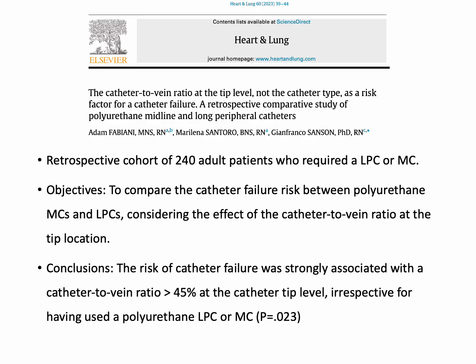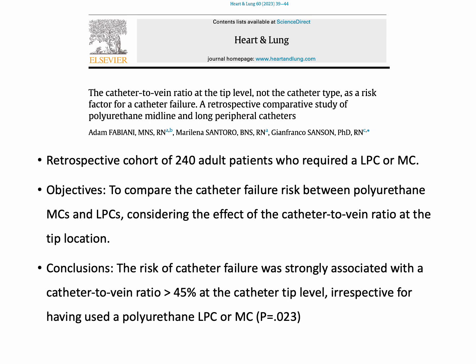A study by Adam Fabiani that was published in Heart and Lung in 2023 focused on catheter vessel ratio at the tip level, and not the catheter type, as a risk factor for catheter failure. It was a retrospective study of both polyurethane midline and long peripheral catheters, in which 240 patients were included. The objectives were to compare catheter failure between polyurethane midline catheters and long peripheral catheters, and to consider the effect of catheter vein ratio at the tip location.